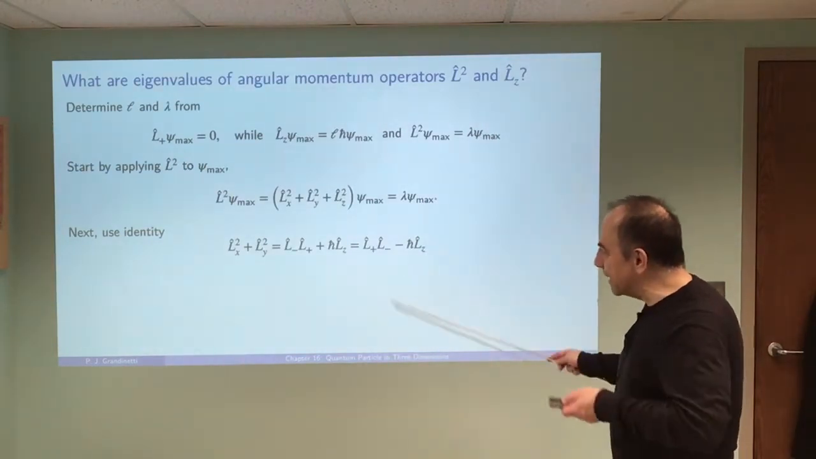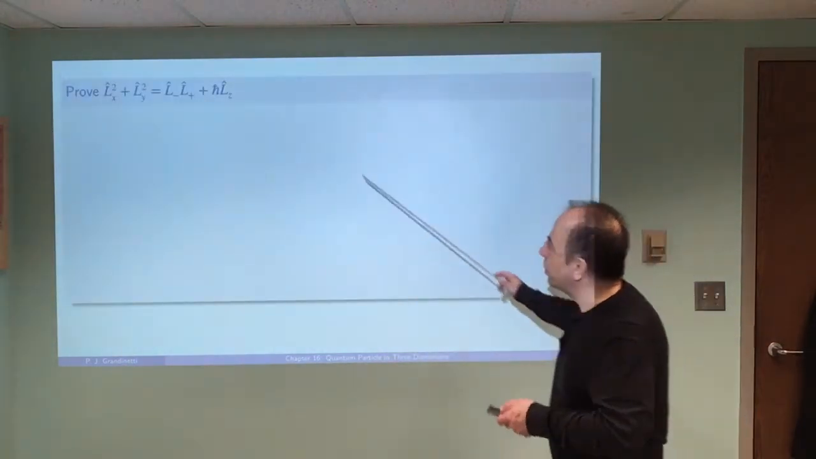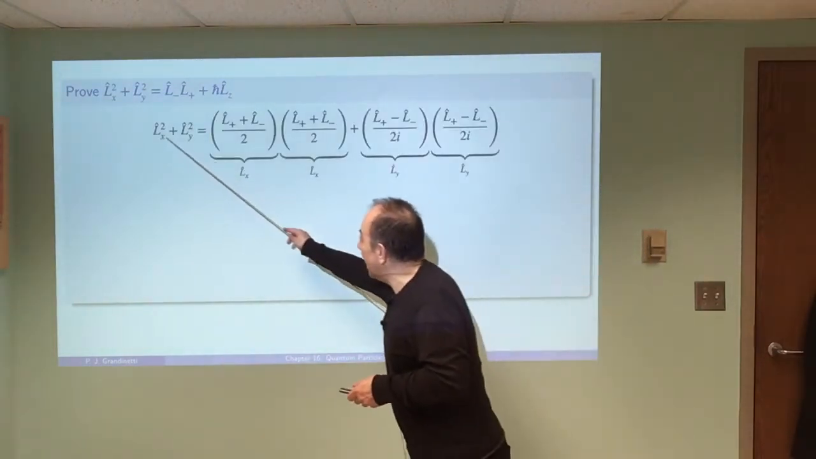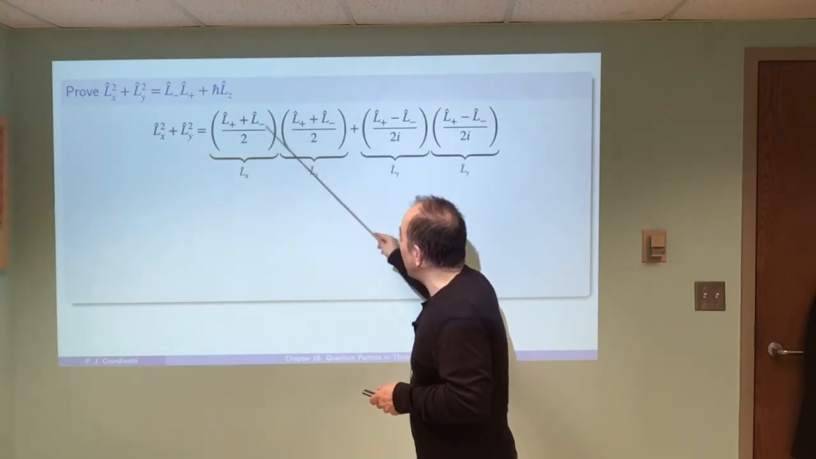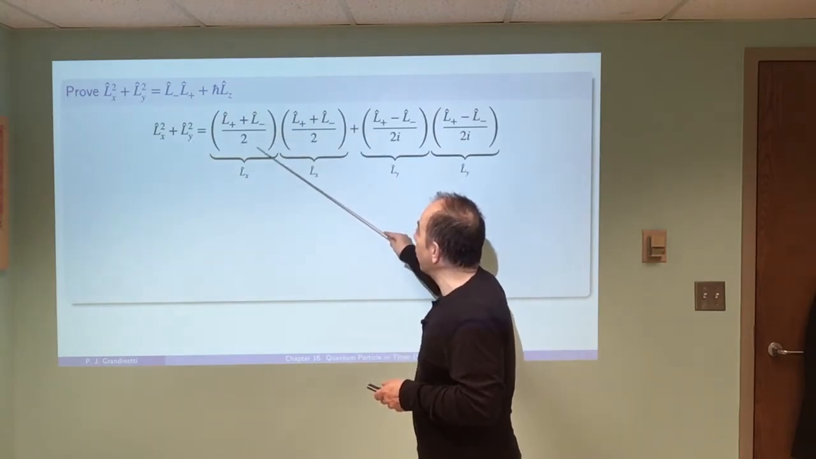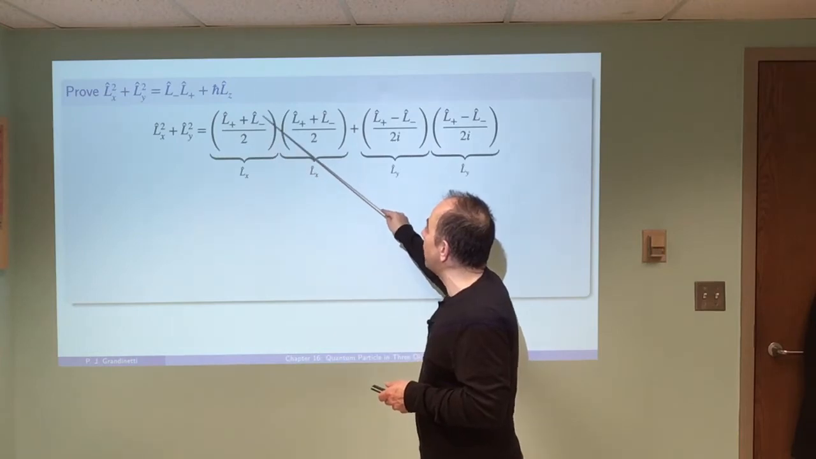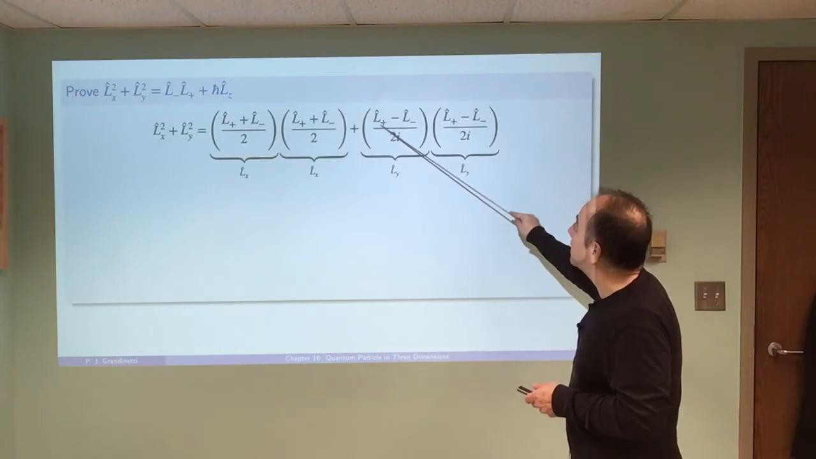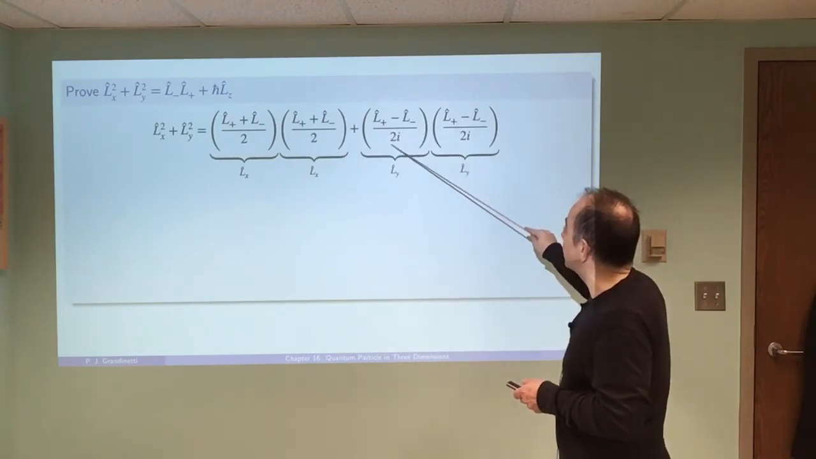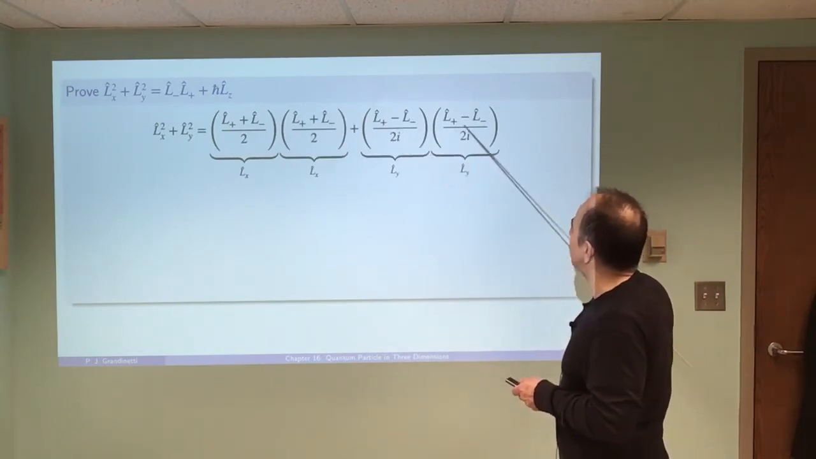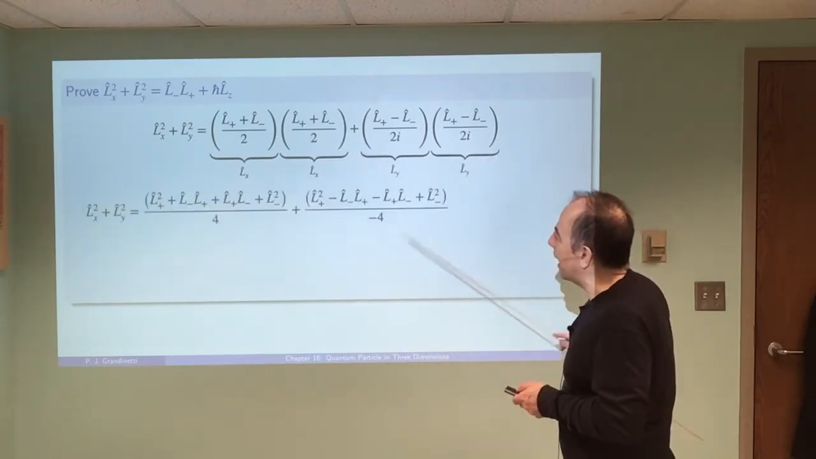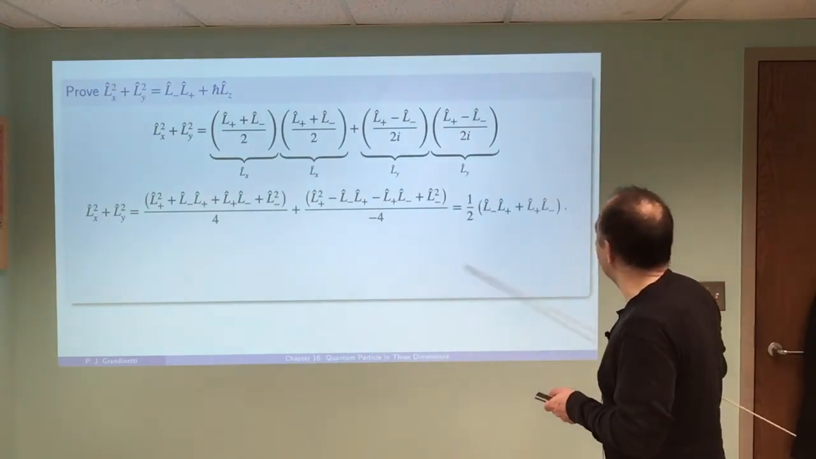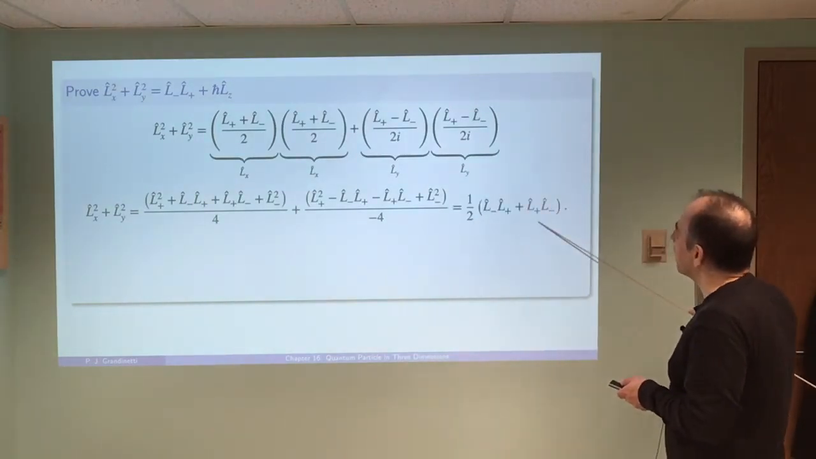Now, where did I get this? Well, you can prove this. I can work through a quick proof here, and you can try this yourself. If I take Lx squared plus Ly squared and write it out in terms of raising and lowering operators, then that's just L plus plus L minus over 2, twice, since it's Lx squared. And for Ly, it's L plus minus L minus over 2i, twice. When you multiply all of that out, you get some complicated expression, which you can keep simplifying, and it will end up looking like this.